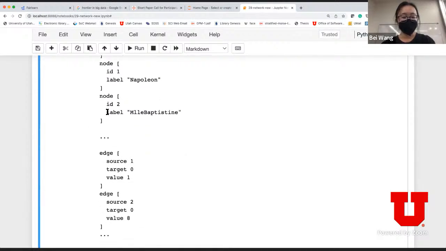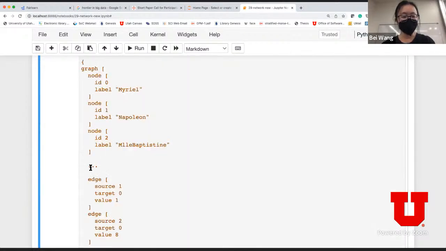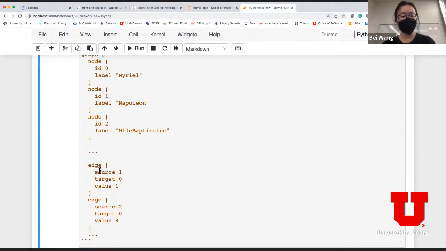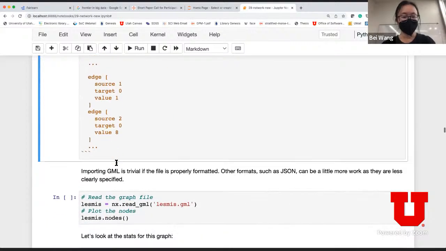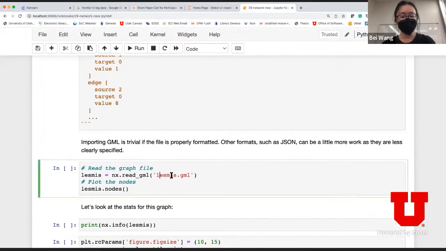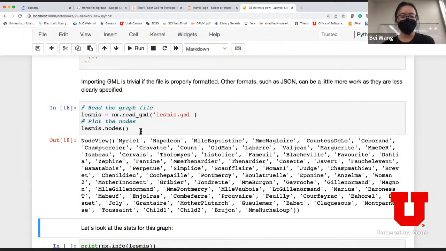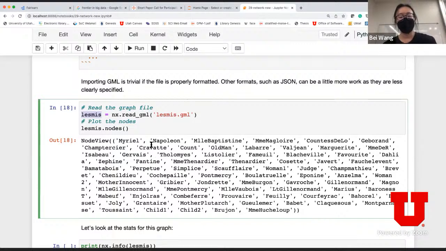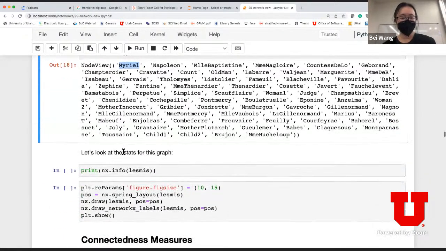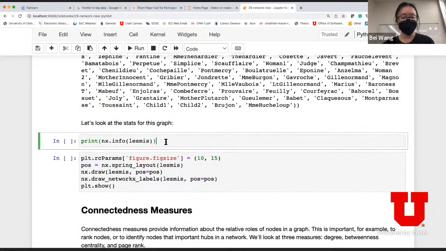That specifies the nodes, and then I'm going to specify the edges, which say what the source and the target are. In this case, this is already specified in our folder, so I'm just going to read it directly and display it. When I display the nodes of this specific graph read from the file, it shows the names of the characters in the novel. And then we can also print other information.